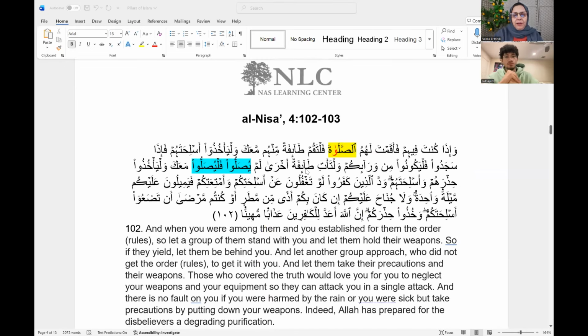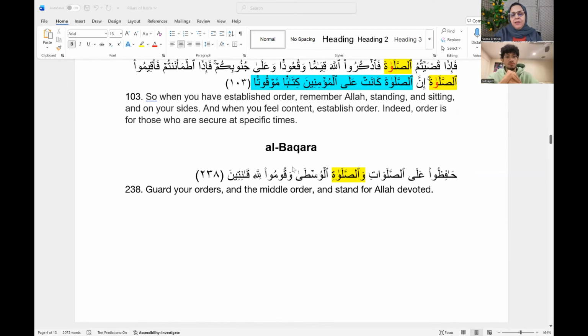I'm not going to do this one now yet. I will do it later. I just want to get to this ayah.